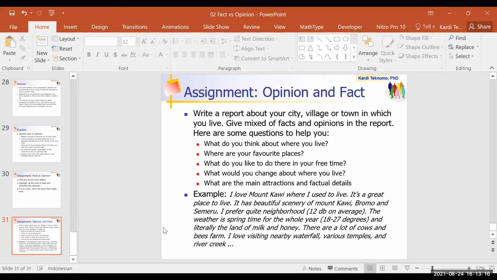Do you want to have another assignment of writing a report about your city? This is individual, is it okay? The fact or opinion assignment here is group. Write it as a group.